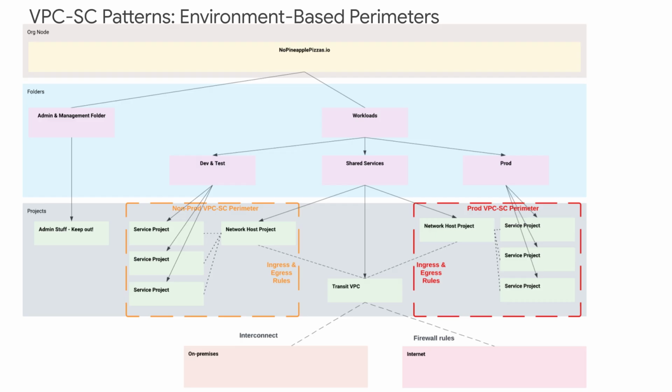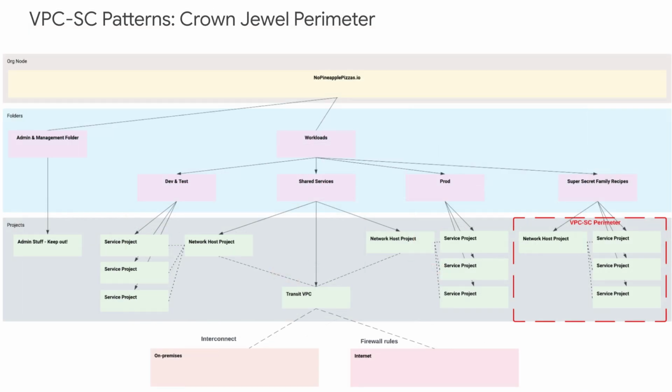The last perimeter design I'll mention is called a micro perimeter or a crown jewel perimeter. Some orgs will isolate really sensitive data like intellectual property into a micro perimeter, or they might create a micro perimeter based on compliance standards, such as having a PCI zone or an ITAR zone.